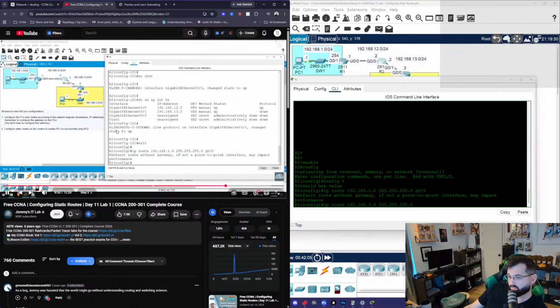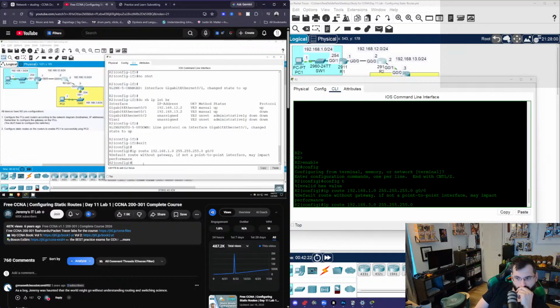It says, if not a point-to-point interface. However, this is a point-to-point interface, meaning it connects only to one other device. This is different than, for example, many routers connected to a single switch, which we would call a shared segment. Anyway, don't worry about that for now. You can just ignore this message.